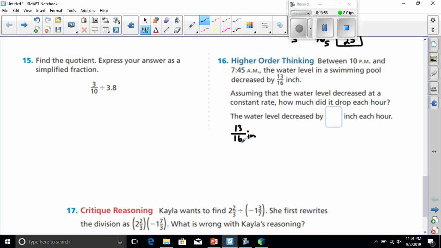Okay, and we have to put time on the bottom. Since we can't put it in hours, with 7:45 we could put it in quarter hours. So first, let's see how many hours there are. From 10 to 7, well, 10 goes to 11, 12, right, to 12 o'clock, and then 7 more hours, that'll make 9 hours. We have to take 9 times 4, because we're talking about quarter hours, so we have to multiply that by 4.